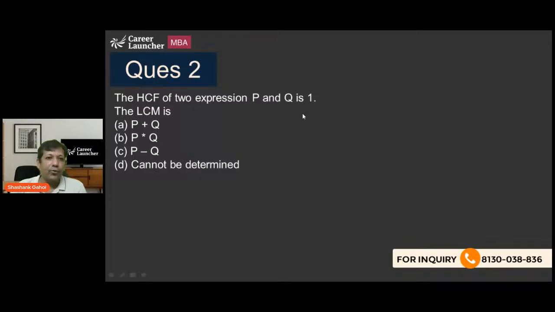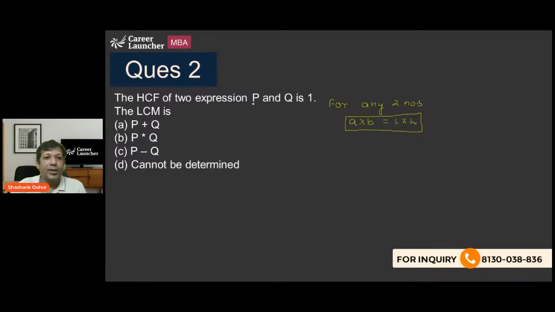Now, this question is talking about: the HCF of two numbers is 1, what is their LCM? So here, what is the concept we are talking about? For any two numbers, let's say the numbers are A and B, the product of the numbers is equal to the product of their LCM and HCF. That is true, always.